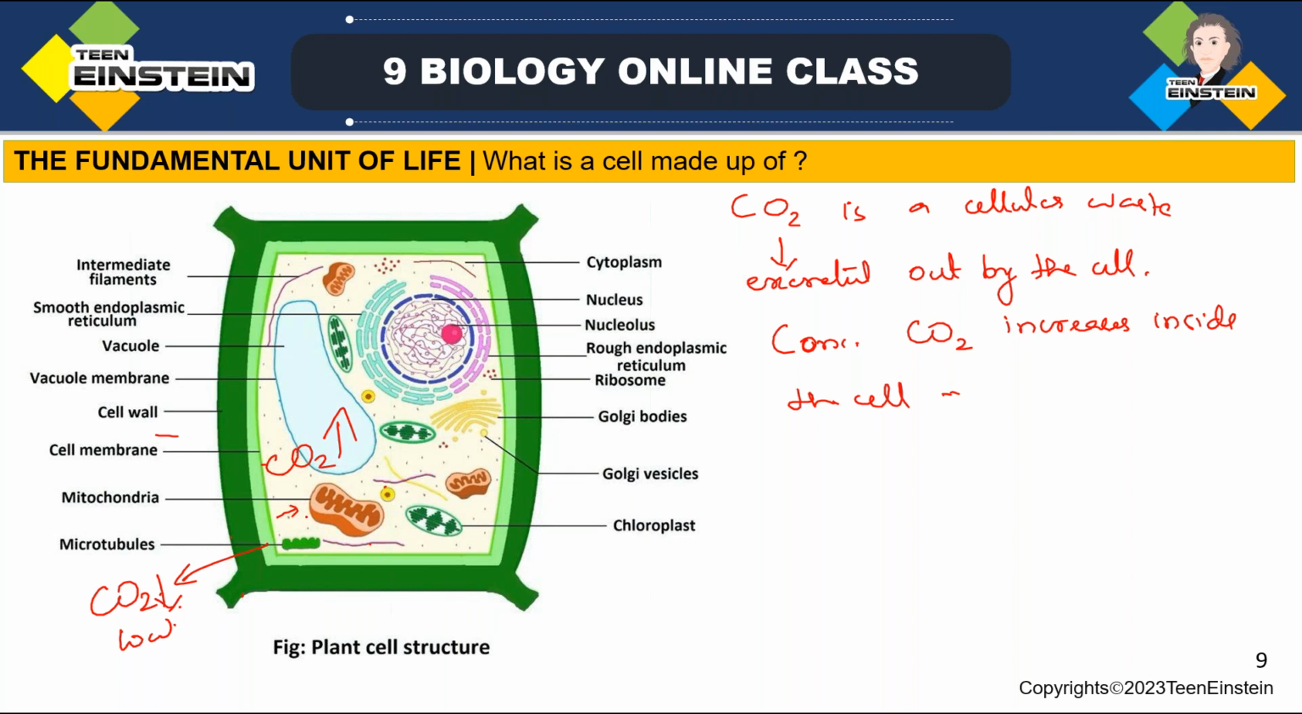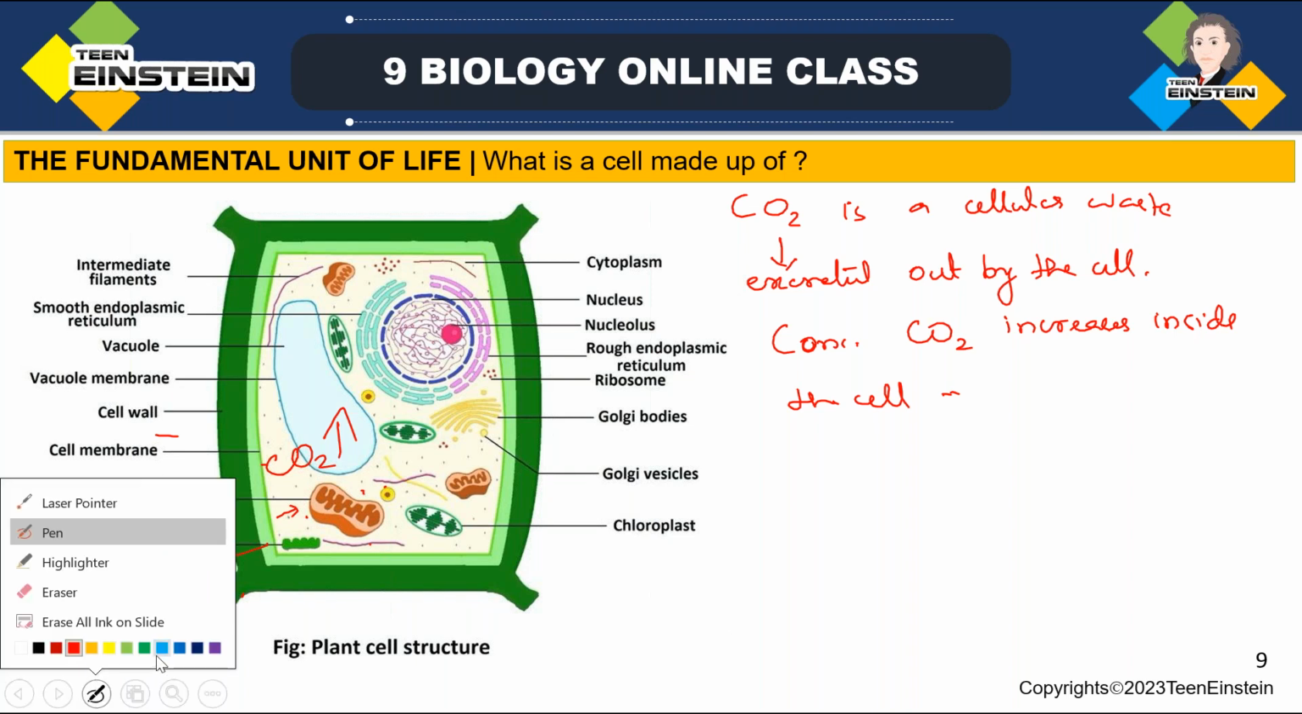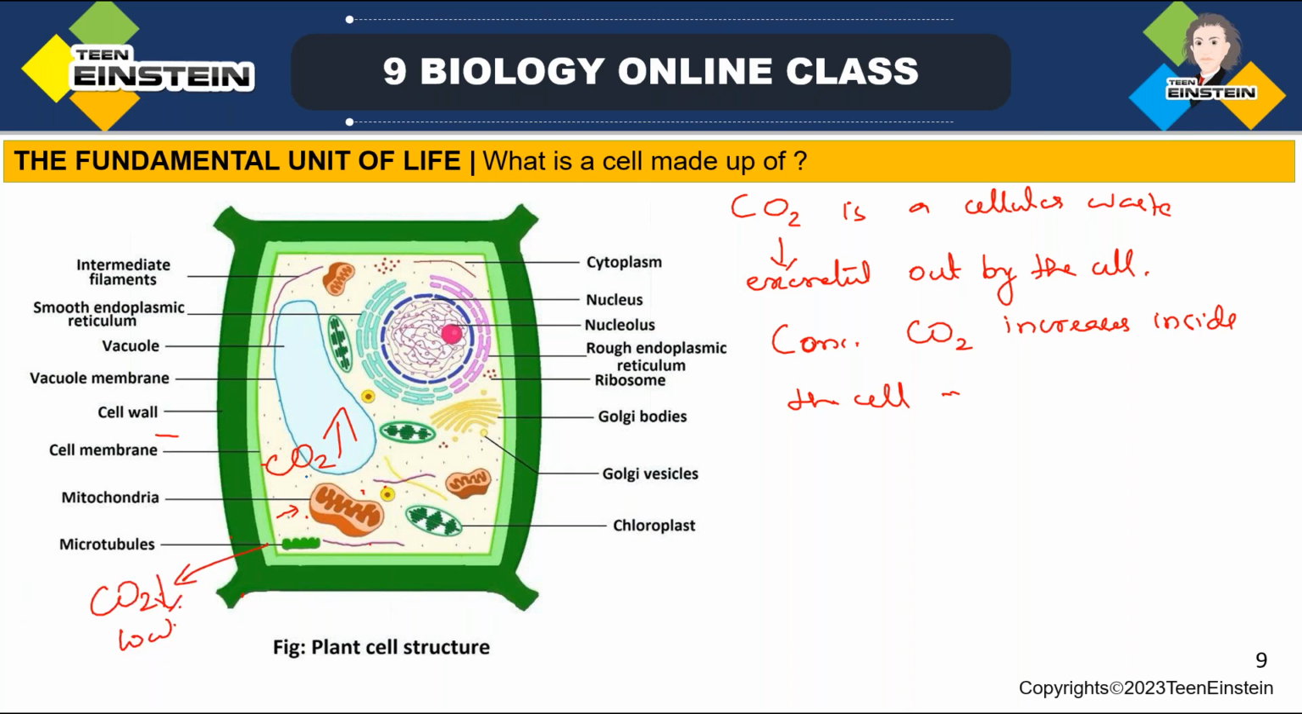This carbon dioxide, which is in higher concentration inside, moves out of the cell from a region of higher concentration to a region of lesser concentration. So how will the carbon dioxide move? From a region of higher concentration to a region of lesser concentration. Carbon dioxide movement is taking place, right? So that is the process of diffusion.